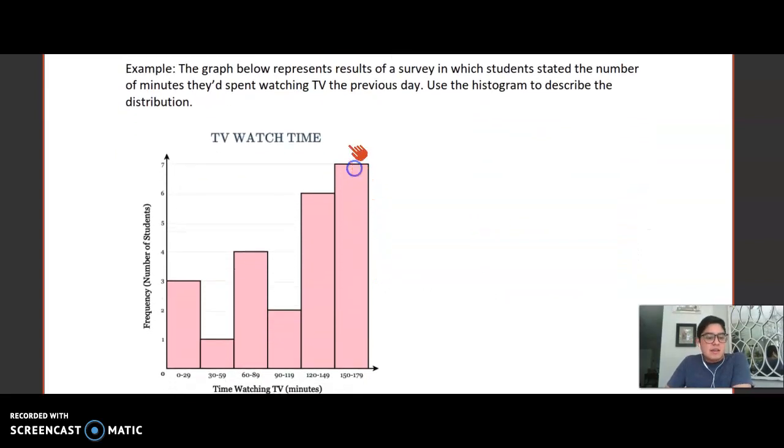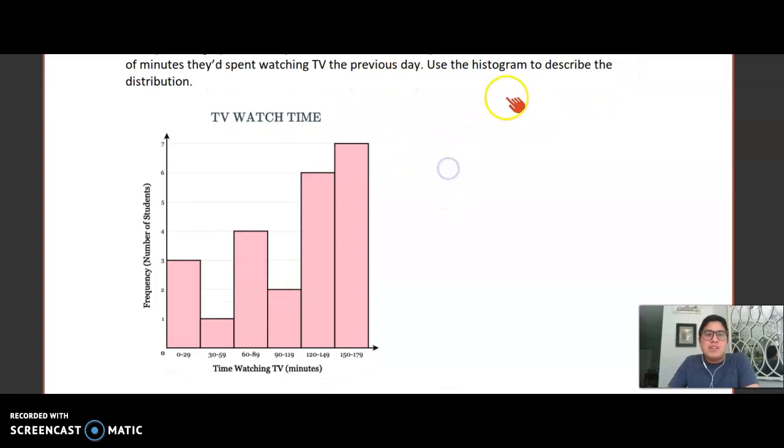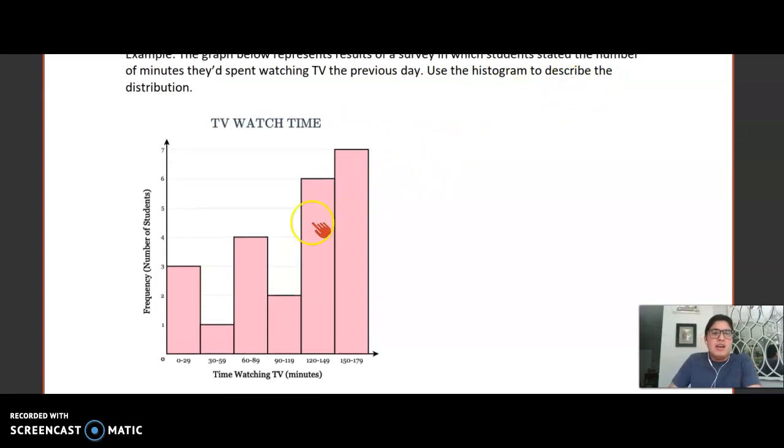So let's take a look at an example histogram here. The graph below represents results of a survey in which students stated the number of minutes they'd spent watching TV the previous day. Use the histogram to describe the distribution. Alright, so you can see here, just off the bat, I can see it's pretty much skewed left. I see a peak right here at 150 to 179 minutes, but the median and the range, this is where it gets a little spicy with histograms, is that our approach to them is just slightly different. Again, because of this uncertainty, we gotta figure it out.